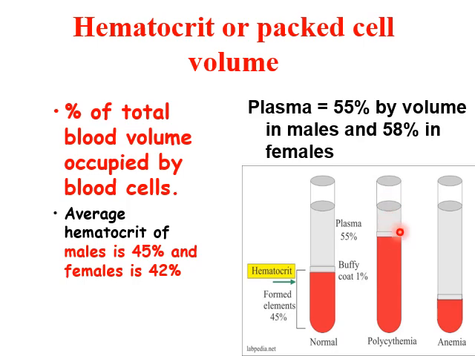What will happen in anemia due to low RBC count? If there is a low RBC count, what will happen? You will see that the hematocrit is going to drop and the fluid portion is going to increase. So here you can see that the RBCs pack at the bottom. That's why this is also known as packed cell volume.